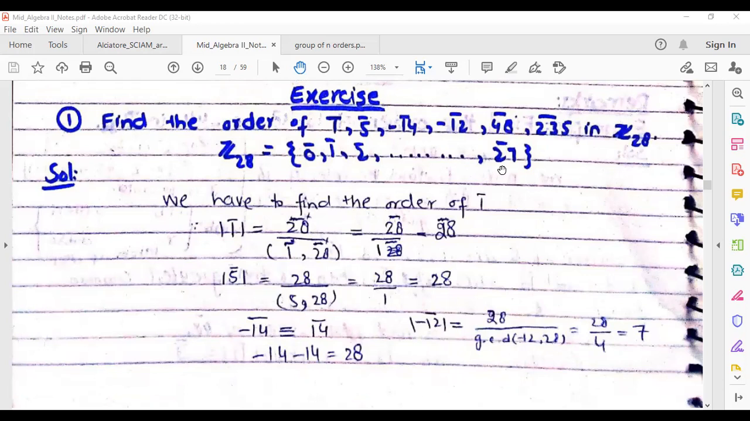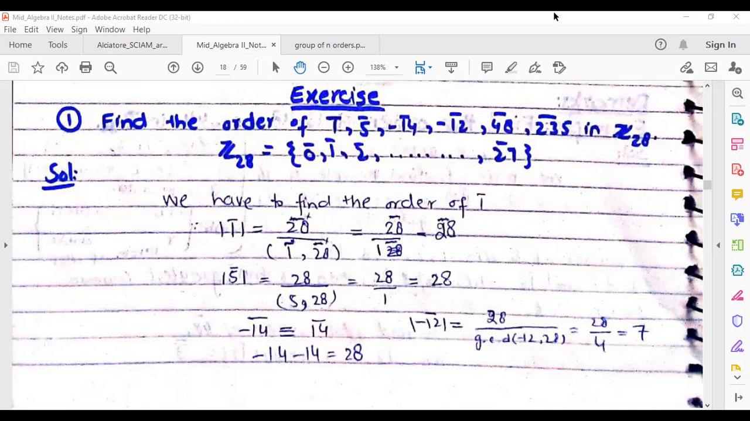Find the order of these in Z28. You know, in Z28 the set contains n minus 1 elements. So 28 minus 1 means 27. So it has counting numbers 0 to 27. Now we have to find the order of 1. According to the formula, n over GCD of our element whose order we have to find and n. So 28 over GCD of 1 and 28, and GCD of 1 and 28 is 1 because nothing is common in 1 and 28. So 28 over 1 is equal to 28. So the order of 1 is 28.